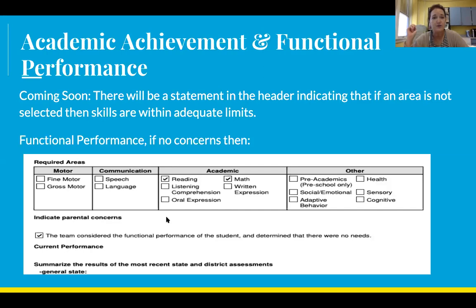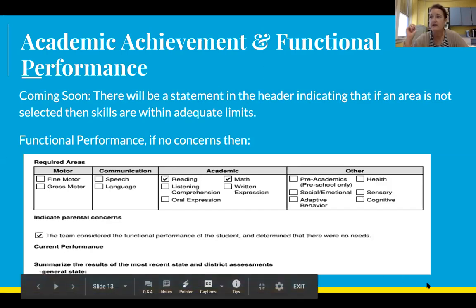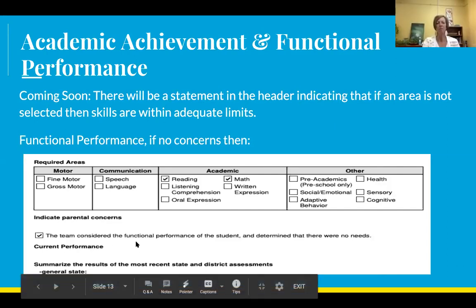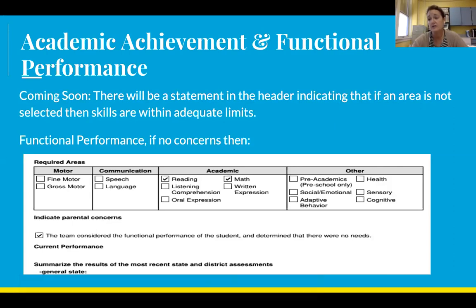Academic achievement and functional performance are the first areas. So again, in development, coming soon, in the academic area, if an area is not selected, then it'll say in the header that this is not an area of concern. The next area is functional performance, and this is actually present right now. So if the student does not have any functional concerns, then there is a box that you can click and it will print on the IEP that the team considered the functional performance of this student and determined that there were no needs.